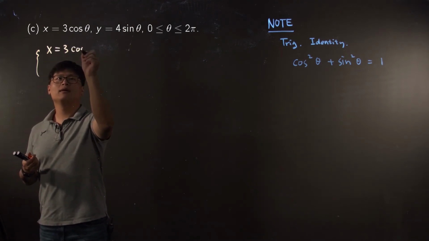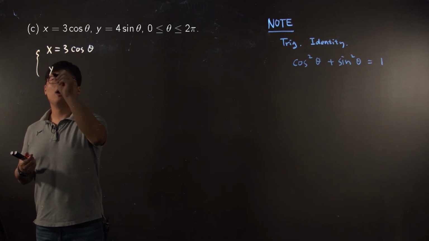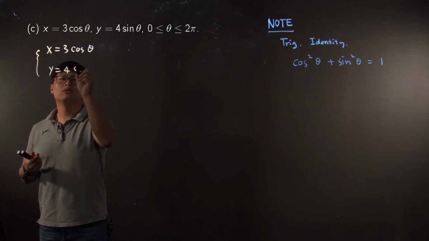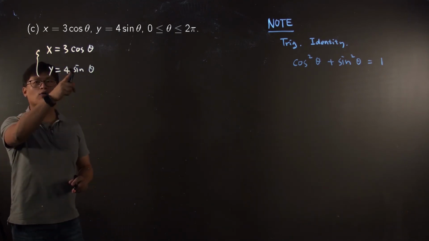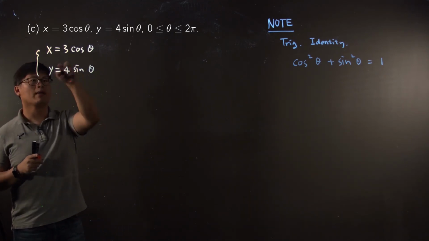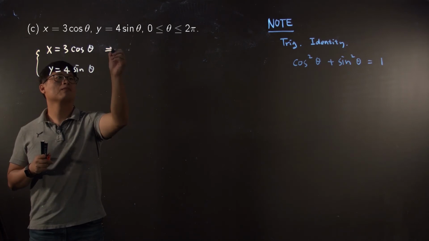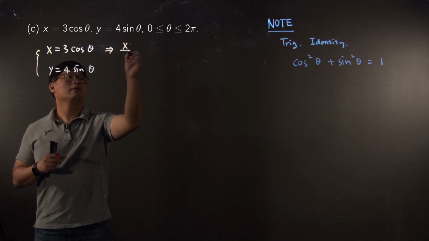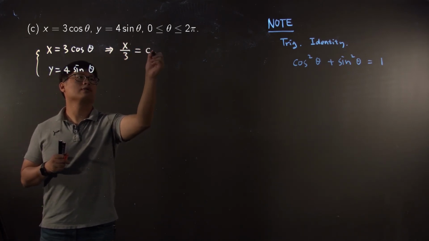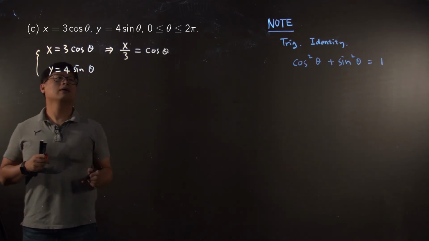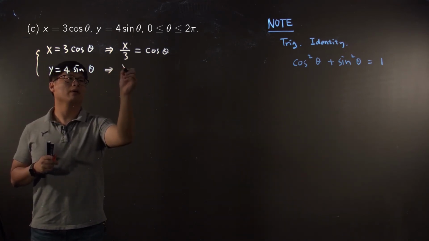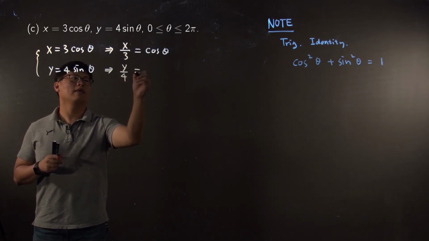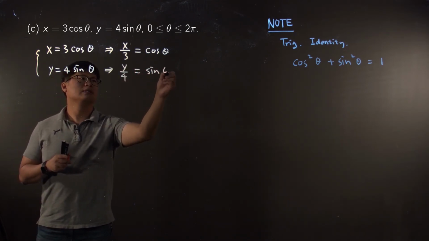3 cosine theta, it is x. And my y is 4 sine theta. And then what we're going to do is solve for cosine and sine, which means we're going to divide by 3 for the first one. Then x over 3 is your cosine theta. Okay? And then for the second one, we're going to divide by 4. Then this will be y over 4. That is your sine theta.